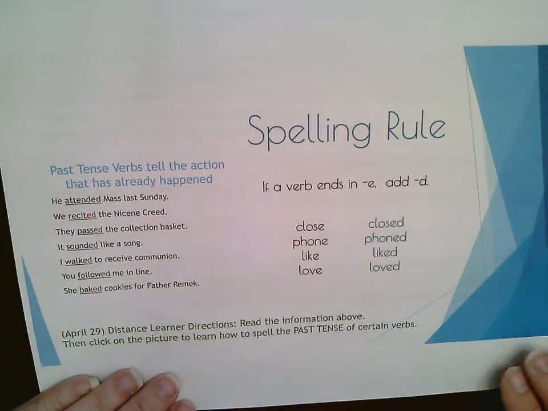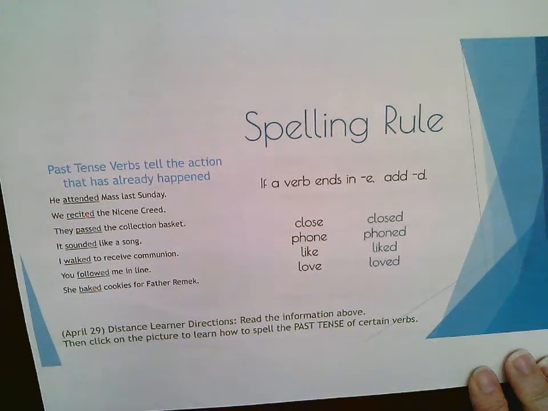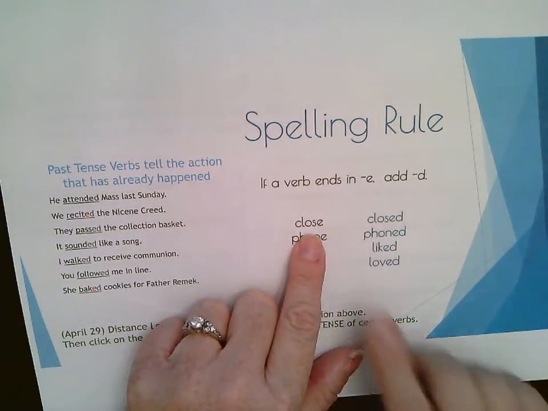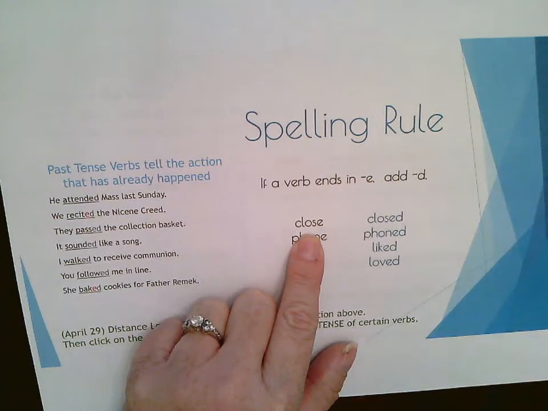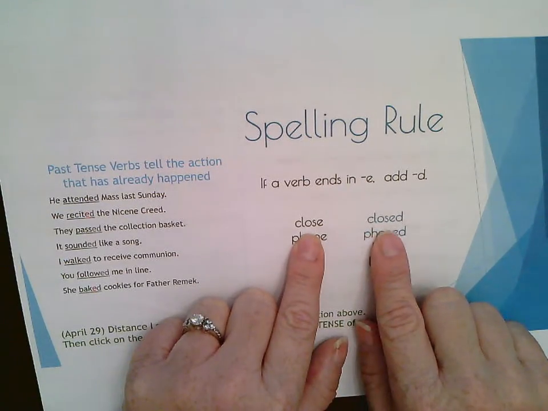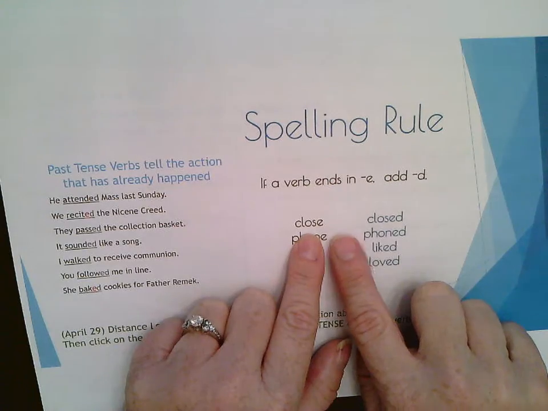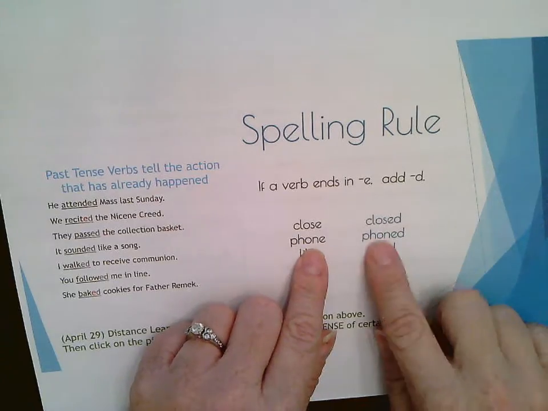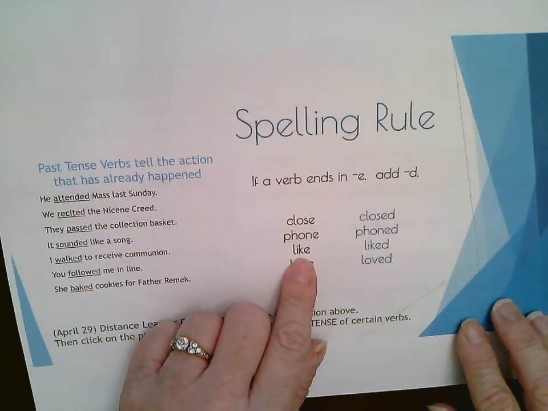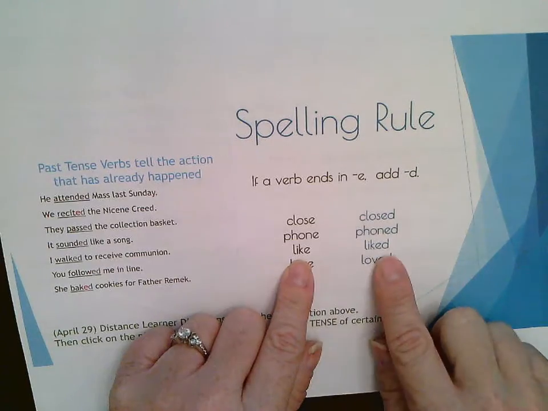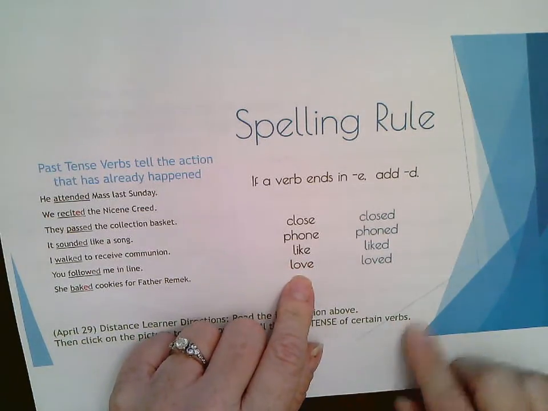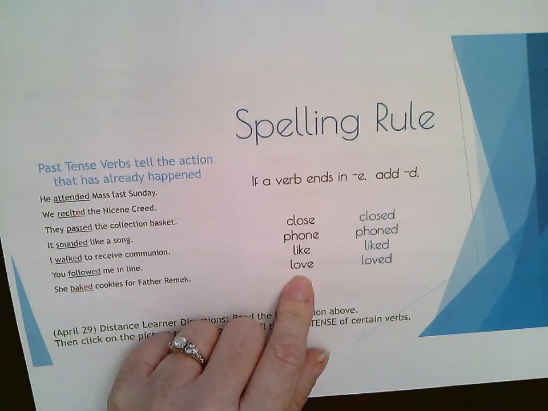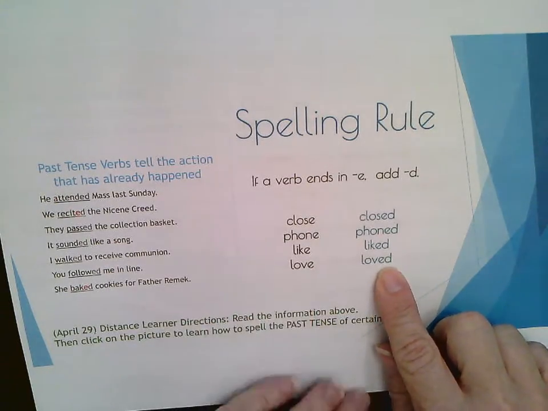A spelling rule about past tense verbs is that if the verb ends in an e, like a silent e, such as close, you have a silent e on the base word, and you want to add ed to that, you could just add the d. Phone has a silent e, just add the d. Like already has the silent e, just add the d. And love has a silent e. To make it past tense, just add the d.